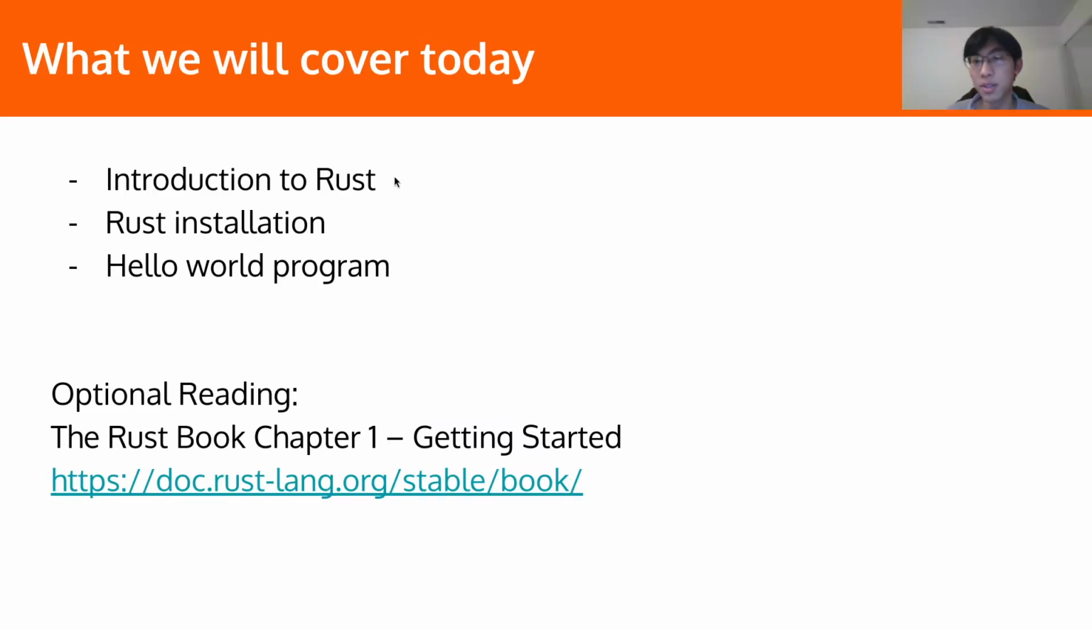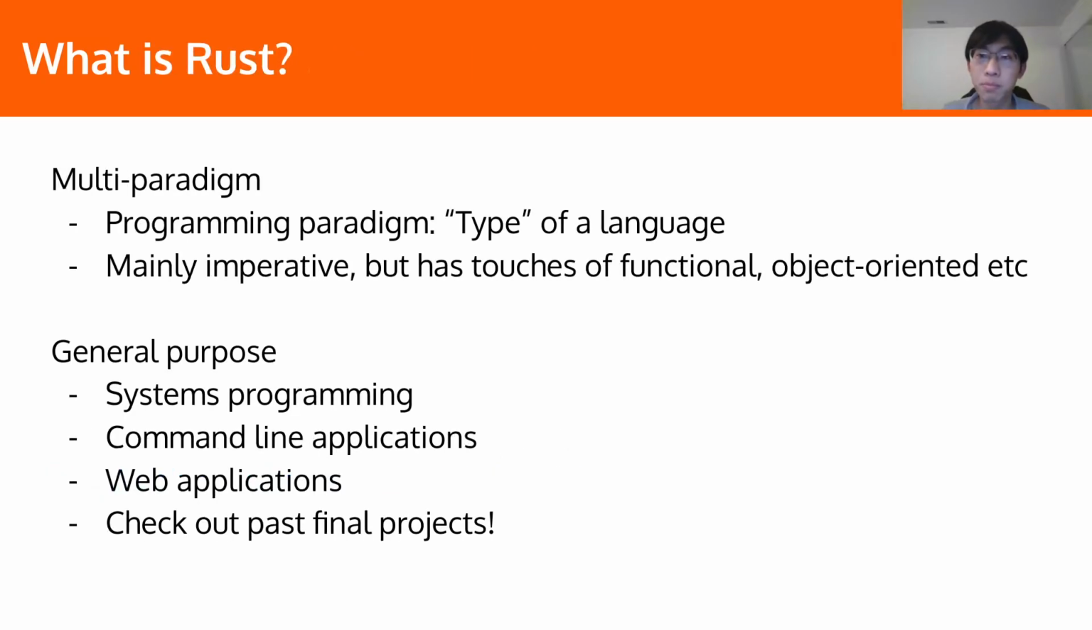More specifically, we'll cover why we are teaching Rust and why we are learning about Rust in this course, and then we'll talk a little bit about how to install Rust on your computer, and we'll go through a simple Hello World program. In addition, another good resource is the Rust book, which is basically a website that goes over the basics of Rust and how to use it and get started. It's a really good resource for getting started learning Rust, but it's optional.